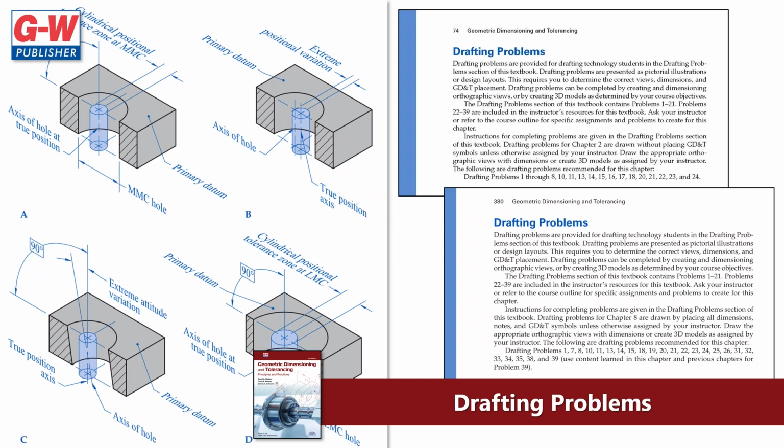The drafting problems section in this textbook contains problems 1 to 21. Problems 22 to 39 are included in the instructor's resources for this textbook. Ask your instructor or refer to the course outline for specific assignments and problems to create for each chapter.